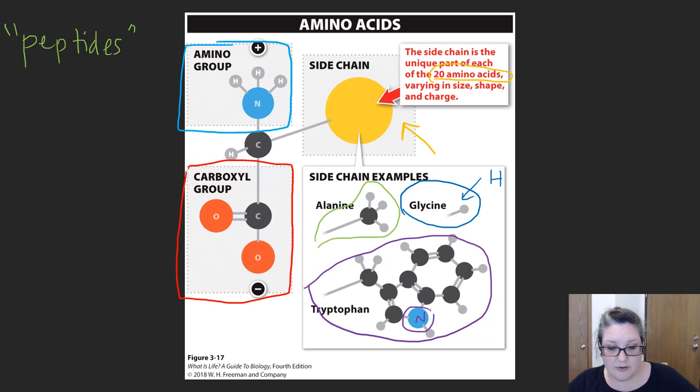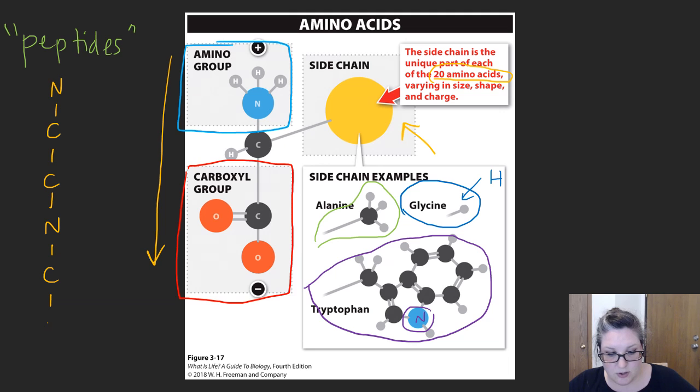So when they're bound together, you will see it'll be nitrogen, carbon, carbon, if we're going from top to bottom here. And then they will bind again, and it will repeat: nitrogen, carbon, carbon. So on this nitrogen, we will have hydrogens.